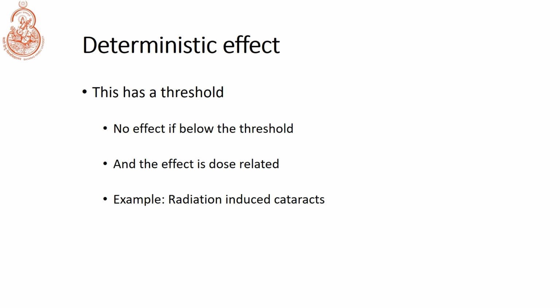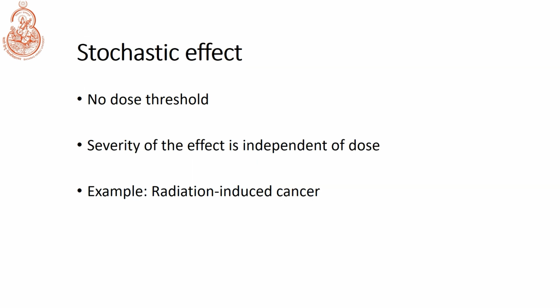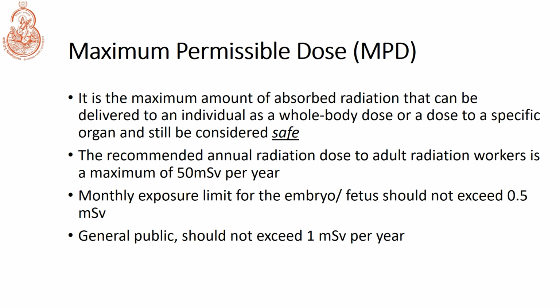One such example for a deterministic effect is radiation-induced cataracts, which means that the cataract happens only when the dose is above the threshold. The second one is the stochastic effect. This has no dose threshold, and the severity of the effect is independent of dose, and this includes radiation-induced cancer.